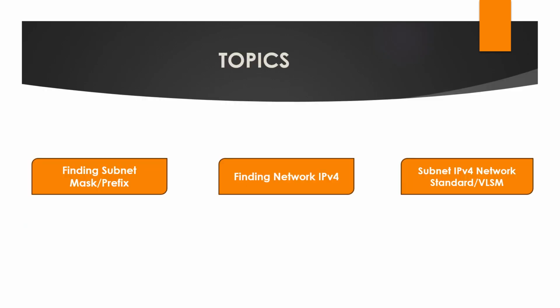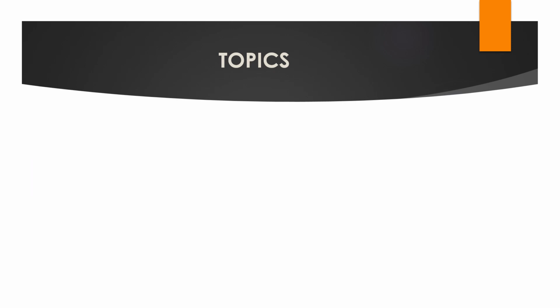So what we will do is find the subnet mask and the connection with the prefix length. We will even be able to find the network IPv4 address for a random IPv4 address of a host, and then we will be doing subnetting based on the traditional or standard subnetting and using the variable length subnet mask.